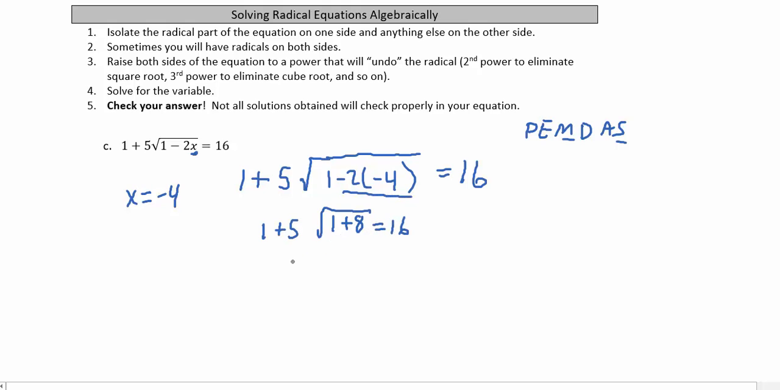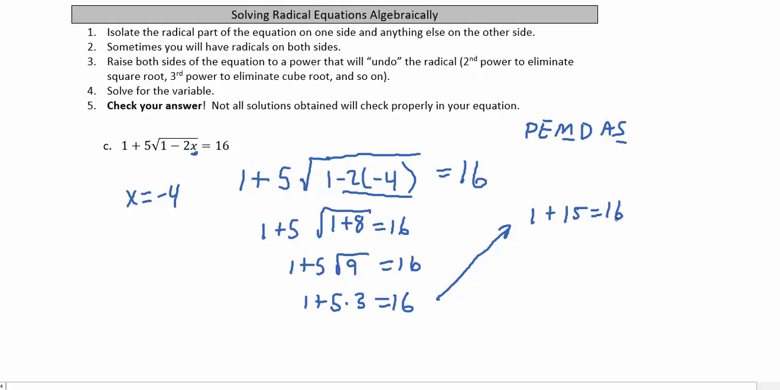1 plus 8 is 9, so I'm left with the square root of 9 here. The square root of 9 is 3, so this would be nothing more than 5 times 3. And then since 5 times 3 is 15, I'm left with 1 plus 15 equals 16. If you want, you can actually finish that off and say 16 equals 16, which is a true statement, which means our result of x equals negative 4 is a solution to the equation.